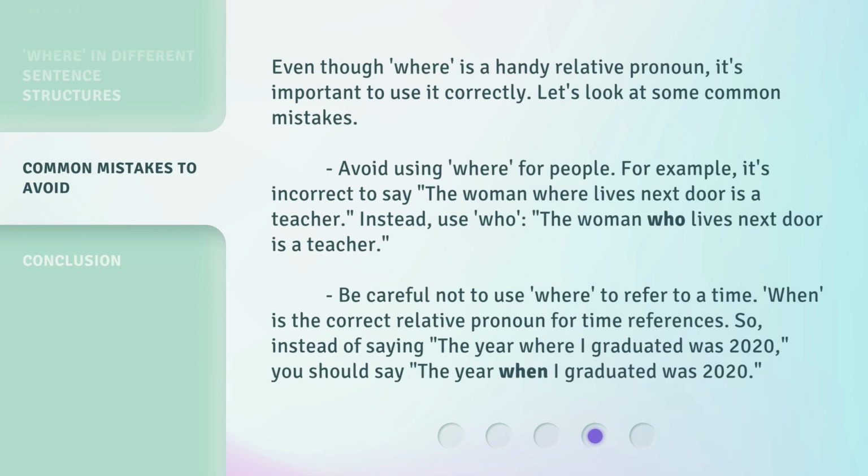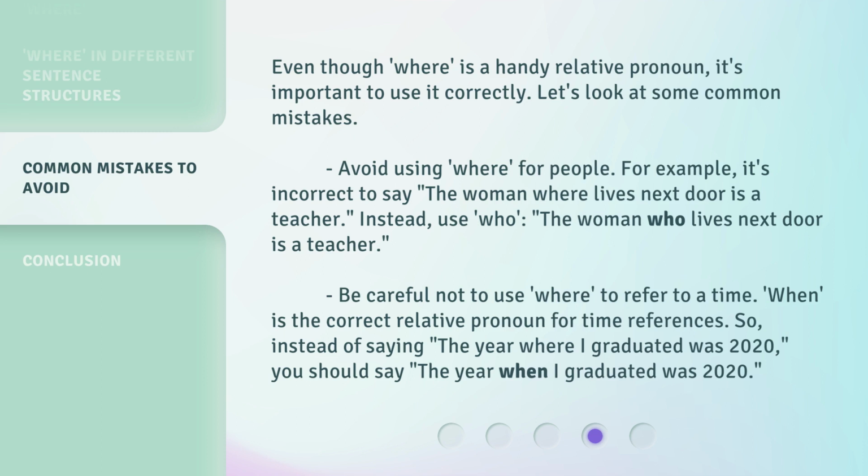Even though where is a handy relative pronoun, it's important to use it correctly. Let's look at some common mistakes. Avoid using where for people. For example, it's incorrect to say, the woman where lives next door is a teacher. Instead, use who. The woman who lives next door is a teacher.